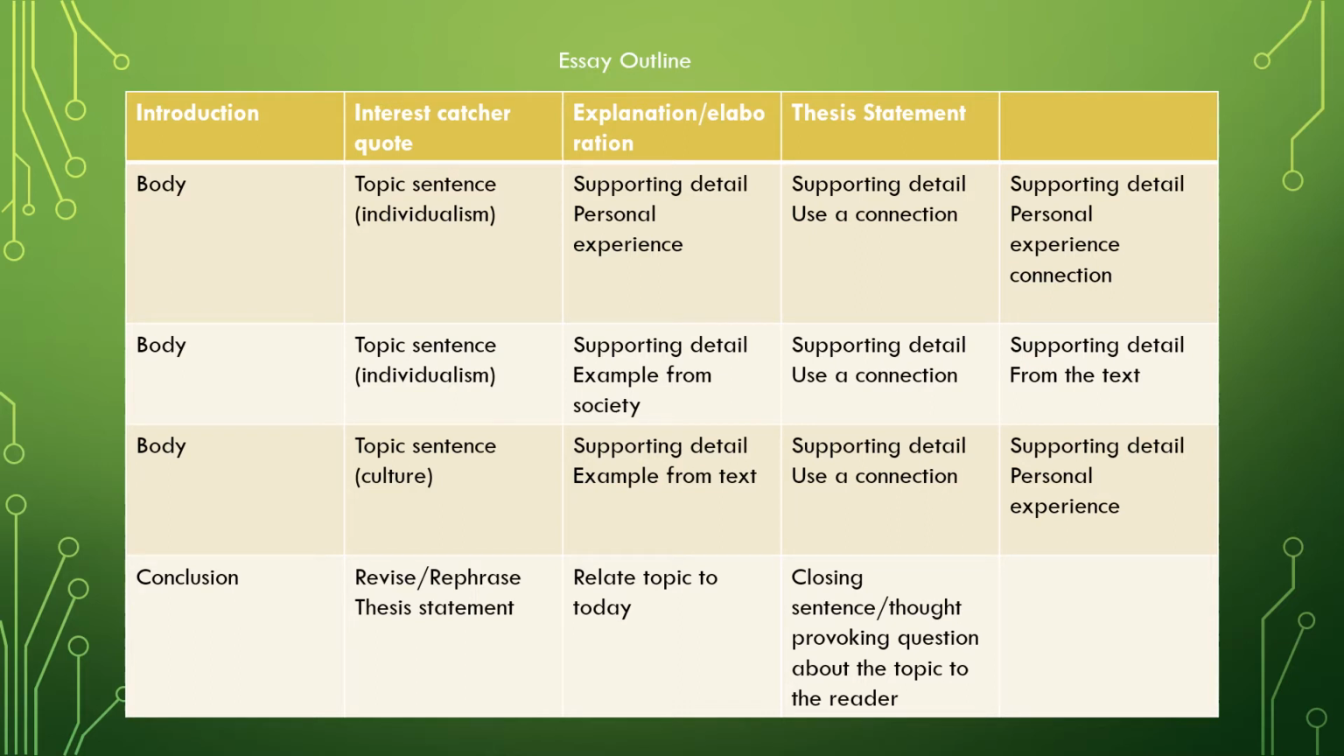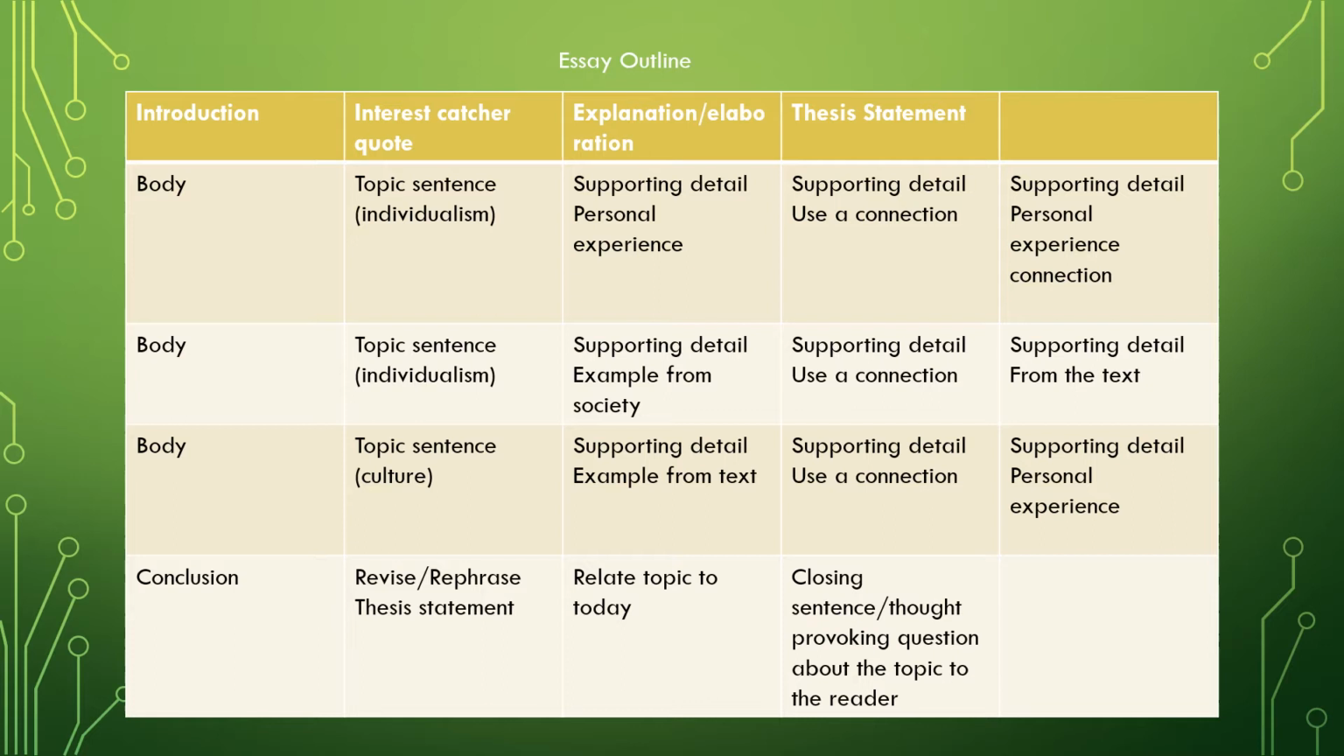I don't know. Your second body paragraph can also be about individualism, or it could be about culture. It doesn't matter. Once again, you can use an example of culture from society, a connection, and something from the text. We've spoken about culture and we learned about culture through two texts, and you've had multiple assignments regarding culture, so you should be able to utilize those other homework assignments.